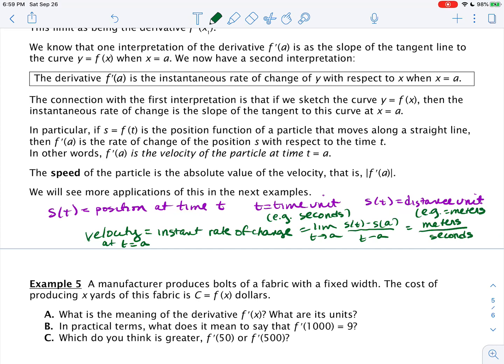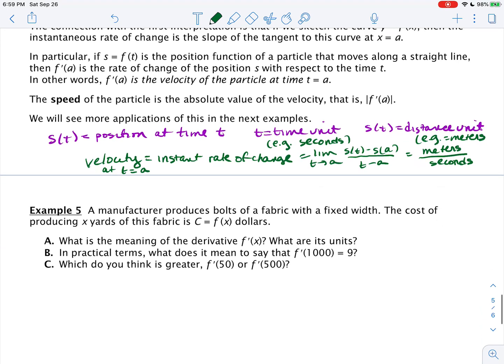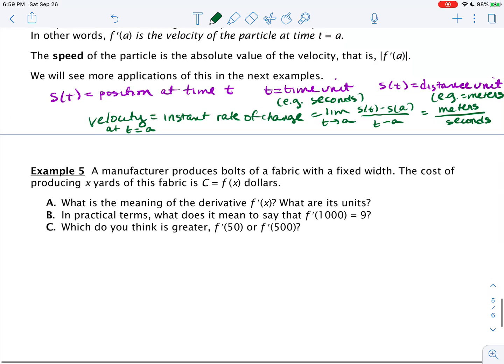And the speed of your particle is the magnitude of your velocity, and so that would be the absolute value of your velocity. All right. So just other examples, we can use derivatives in all sorts of different applications. For example, in business, a manufacturer produces bolts of a fabric with a fixed width. The cost of producing x yards of this fabric is C equal to f of x dollars. So it says, what is the meaning of the derivative f prime of x?